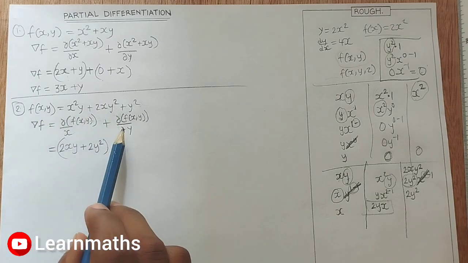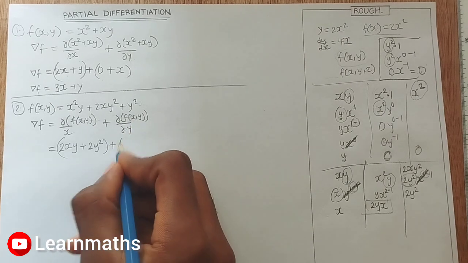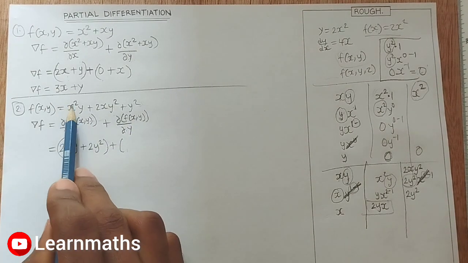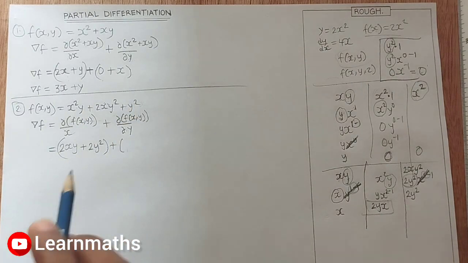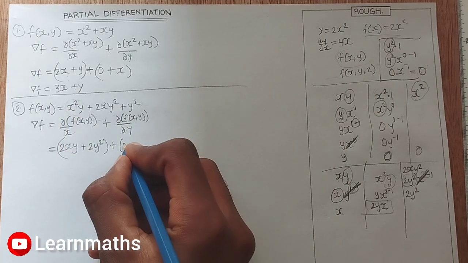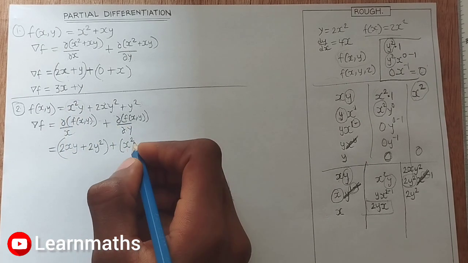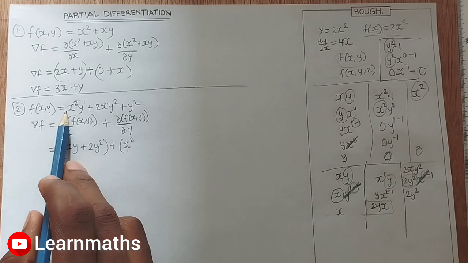Now let's find the partial differential of this same function, but now with respect to y. What is it going to be? We're going to differentiate these three terms again, but with respect to y. Now let's differentiate this first one with respect to y. What is it going to be? It's going to be x squared. Do I have to explain? It's going to be x squared.